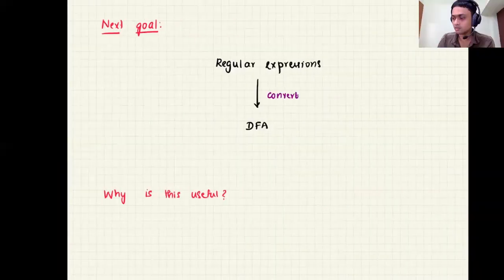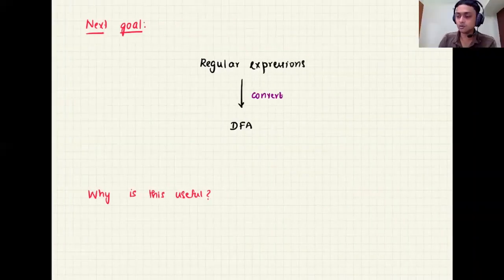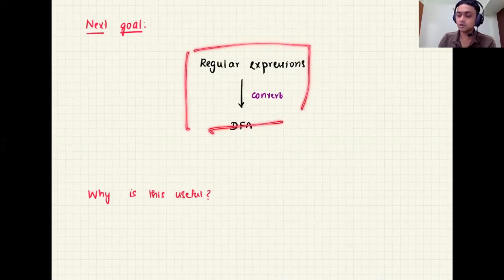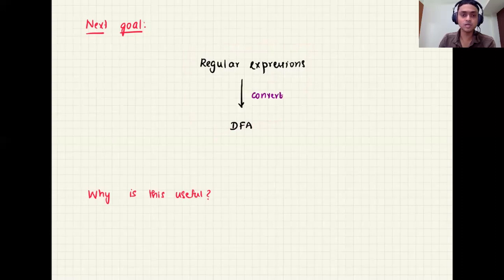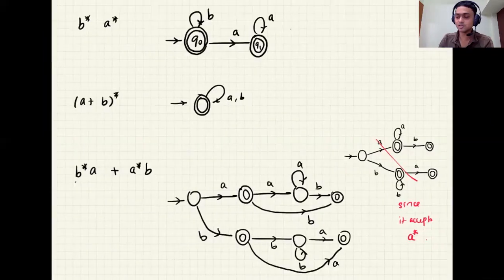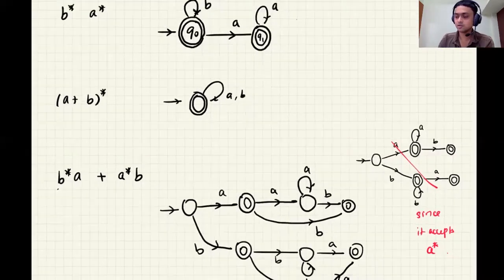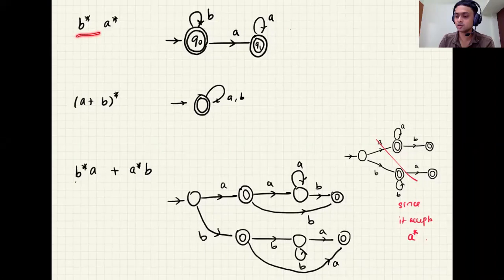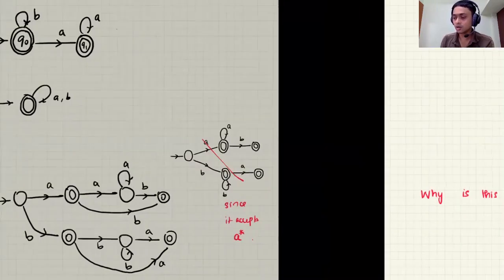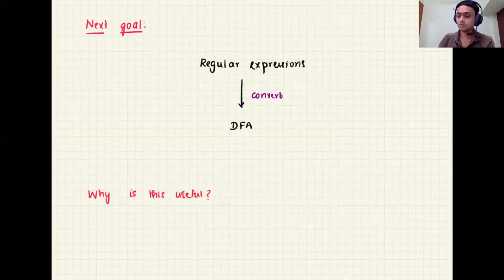Okay. So let's go to the next goal, which is, we want to convert regular expressions to DFA. This is what our goal is. So far we have seen some examples: for this regular expression, this is the DFA; for this one, this is. So how do we come up with an algorithm for converting regular expressions to DFA? Can we do that? Now the question is, why is this useful? Why should we at all do this?